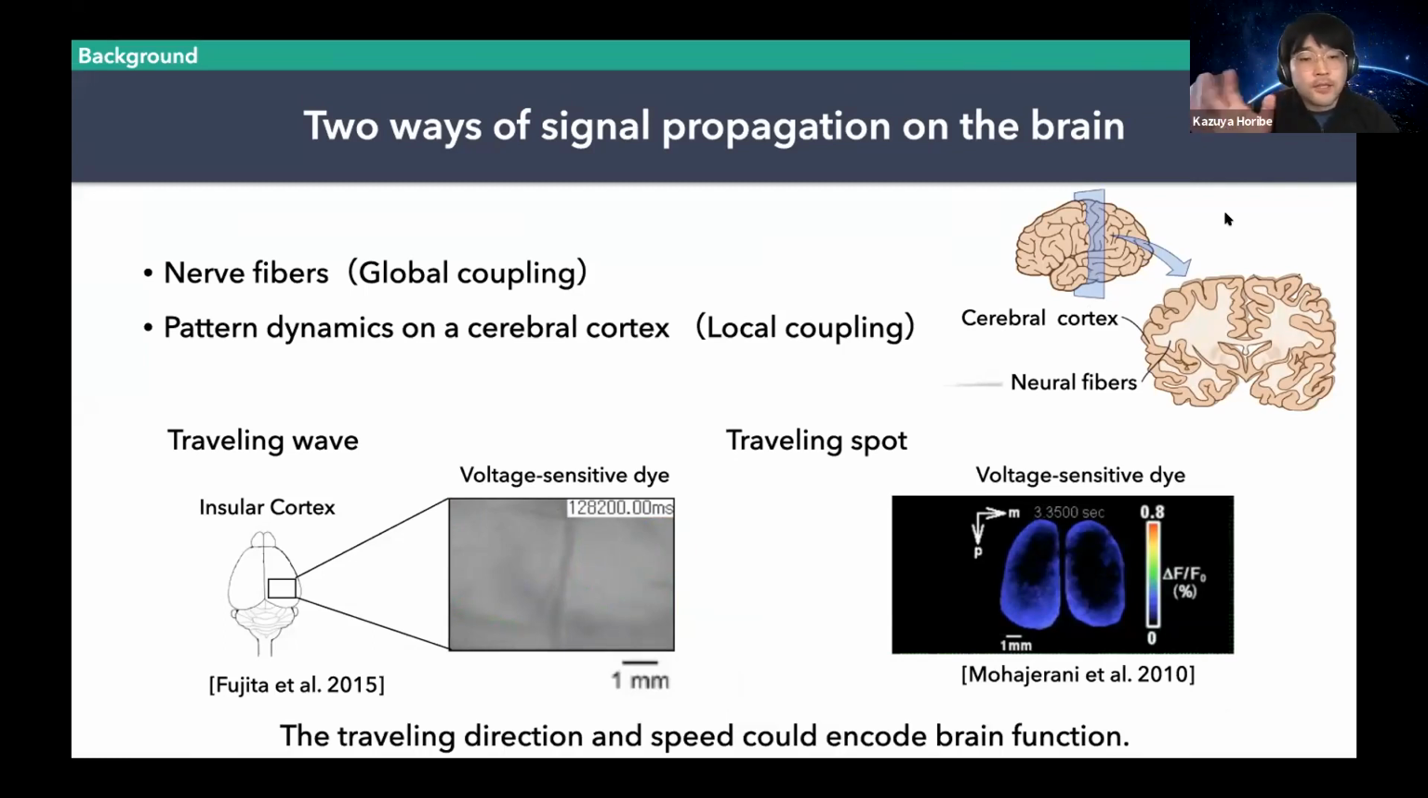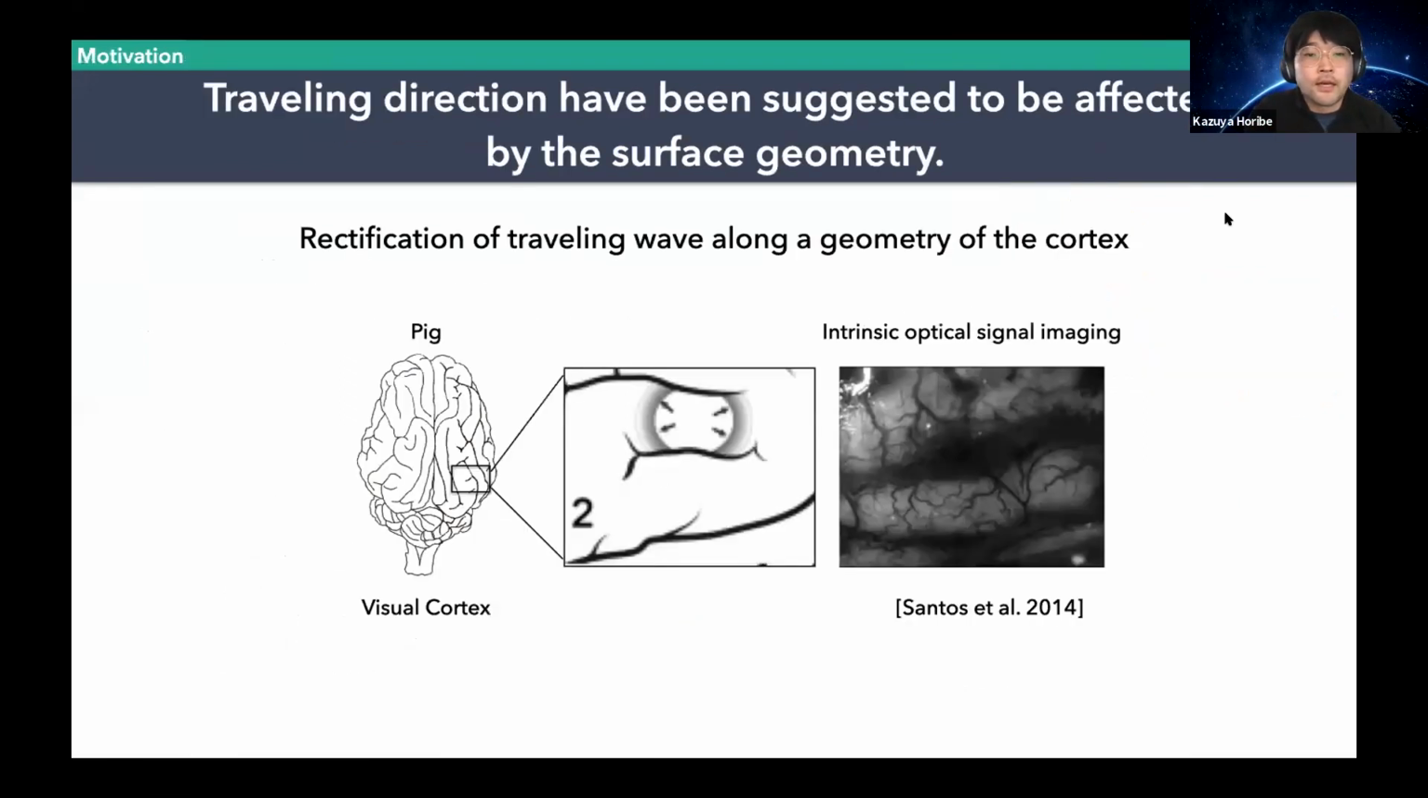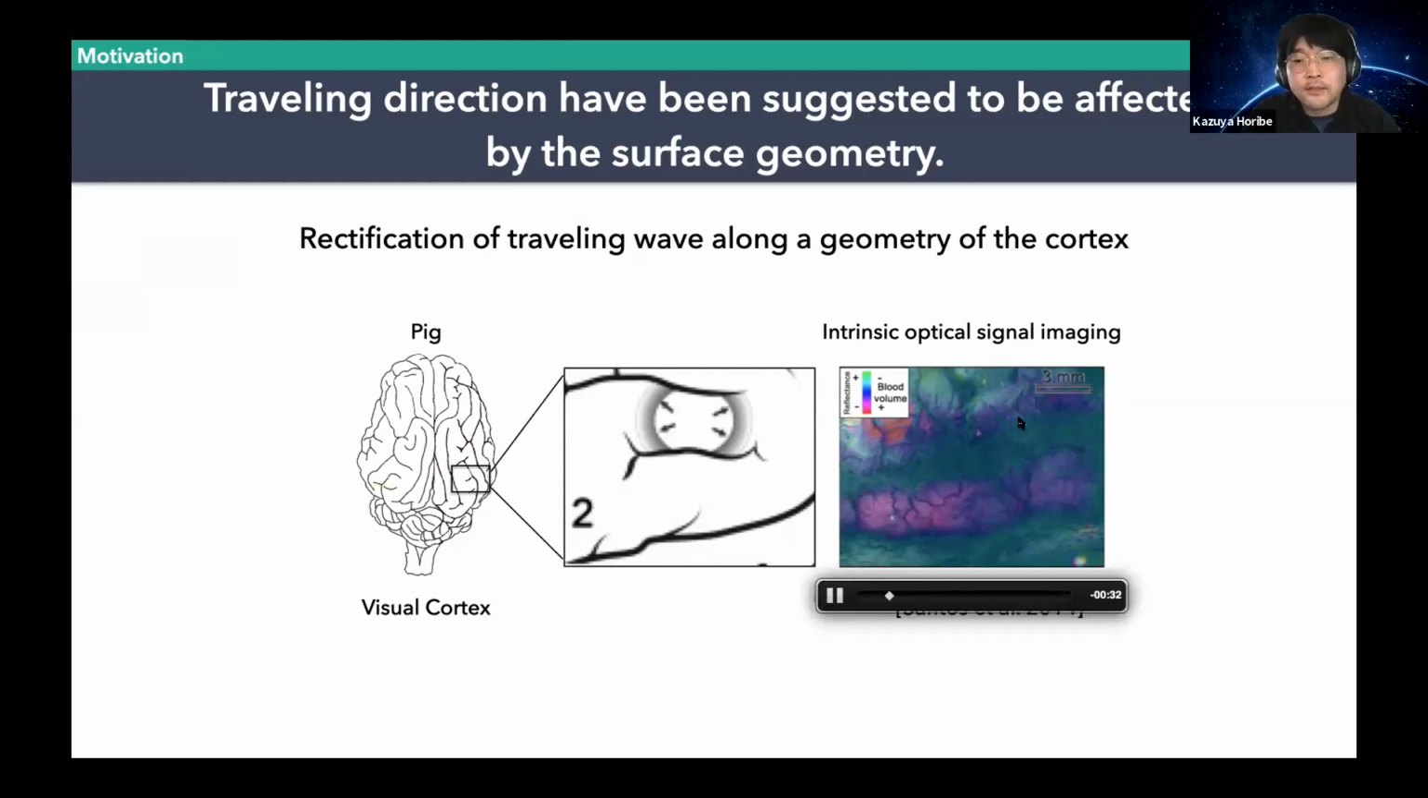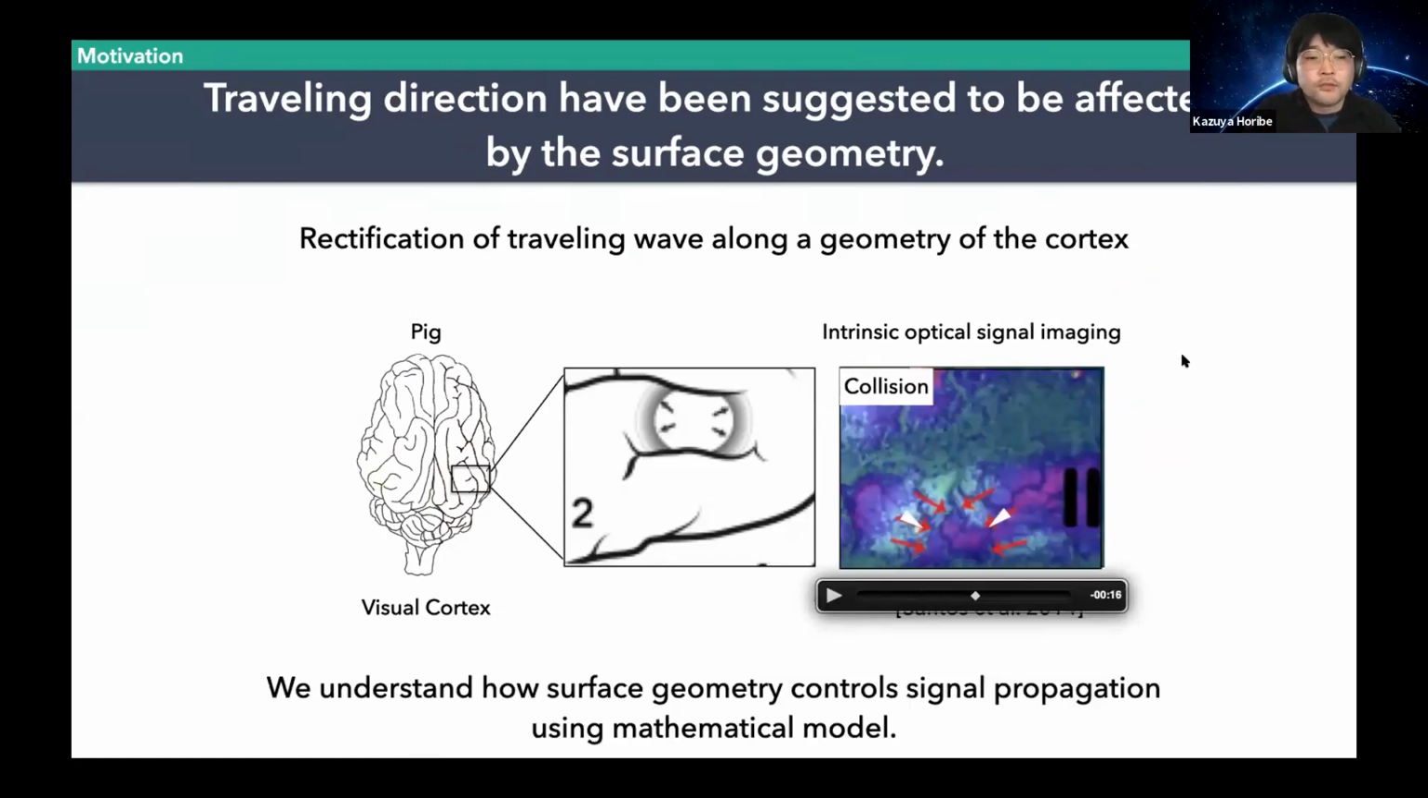So the traveling direction and speed could encode brain function, so we are interested in this phenomenon. And this is a pig brain, which has a more complicated geometry, so this is interesting. This is also neural propagation on the cerebral cortex, and the neural traveling wave is influenced by the geometry. So we want to understand how surface geometry controls signal propagation.